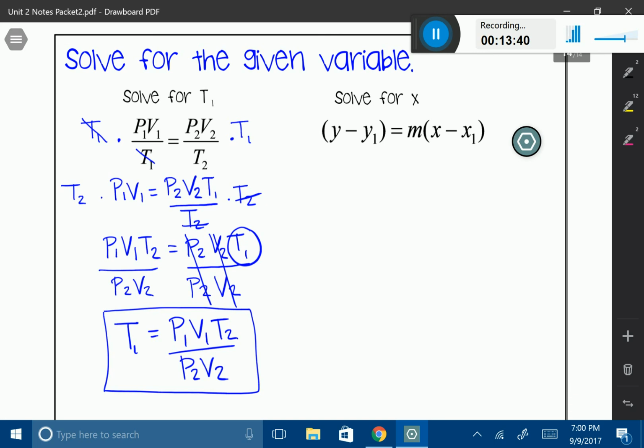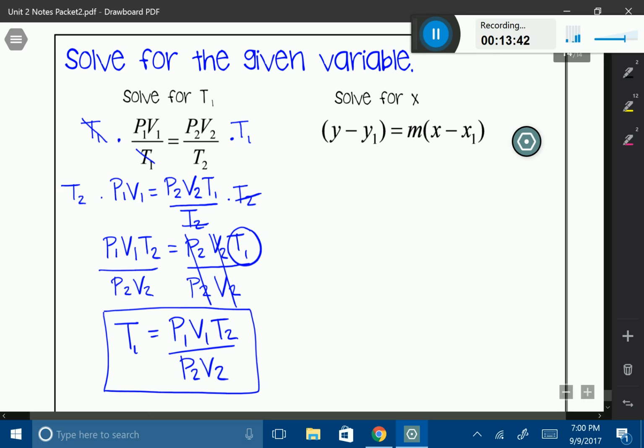All right, in our last problem here, we have solve for x. Okay, x. X is by itself. It's way in here. So let's figure out how we're going to get there. Let's get rid of the m first. Let's divide by m. Dividing by m eliminates it. So now I'm left with y minus y1 over m is equal to x minus x1.